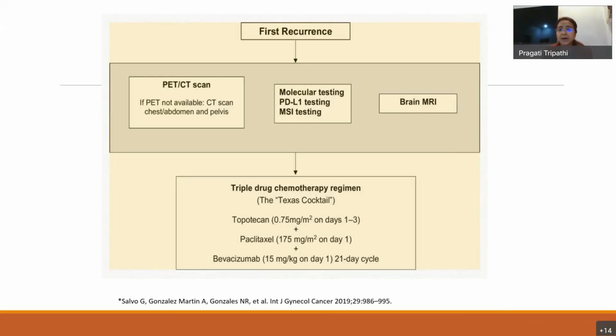The most common regimen used in first recurrence cases is the triple chemotherapy regimen. It is also known as the Texas cocktail. It was evaluated in Gynecologic Oncology Group study 240, and one more study was done on this. It constitutes topotecan, paclitaxel, and bevacizumab.